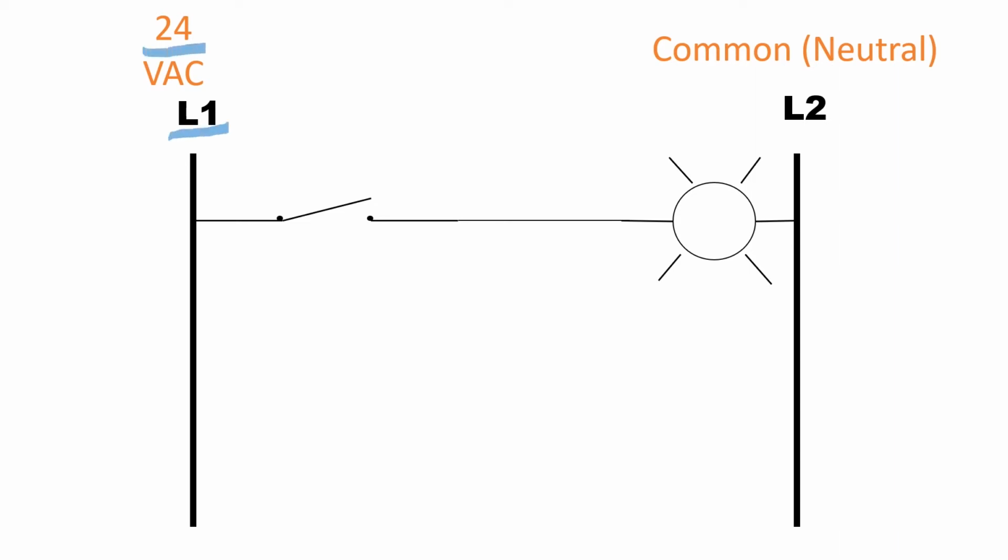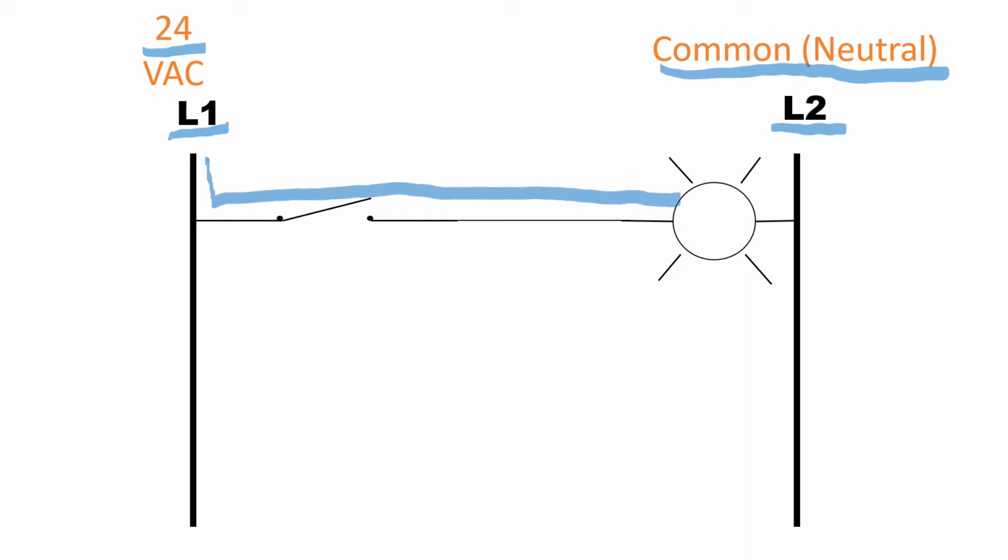L1 is 24 volts AC. L2 is the common or neutral. From L1 through the switch to the load, completing the path to ground is a complete electrical circuit.